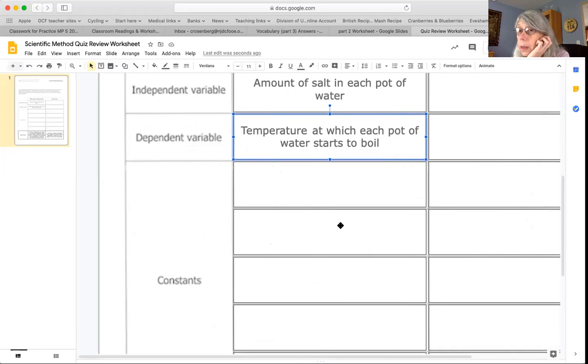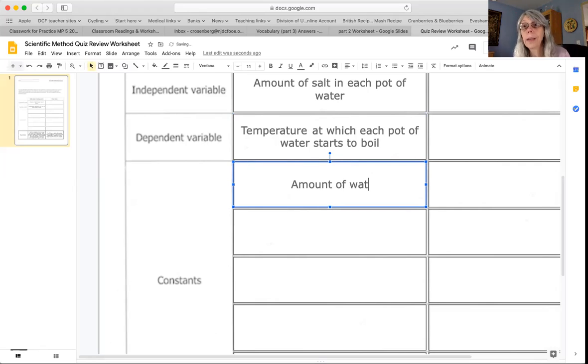Well, when I do my research, I will know that it's not just the amount of salt, it's actually the concentration of salt. And concentration is how much salt is in a given volume of water. So that has to be the same. If I put 50 grams of salt in 50 milliliters of water, I can't put 100 grams of salt in 100 milliliters of water. It also has to be 50 milliliters of water. Good luck with that. All right, so the amount of water in each pot has to be the same.